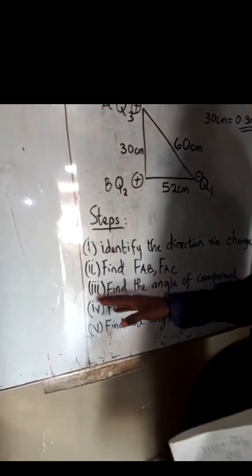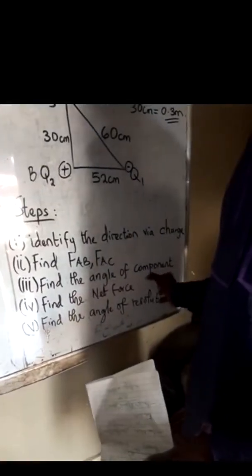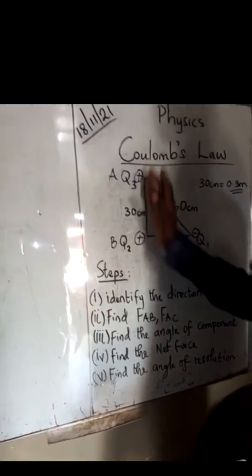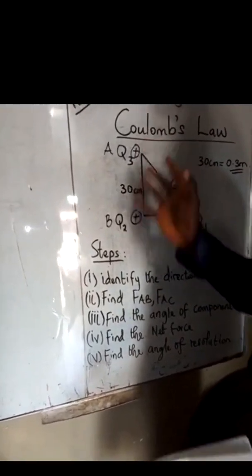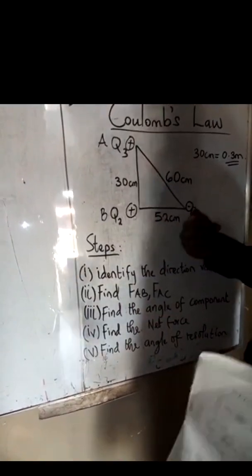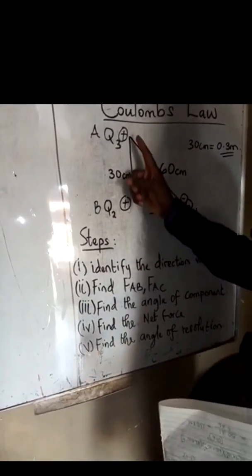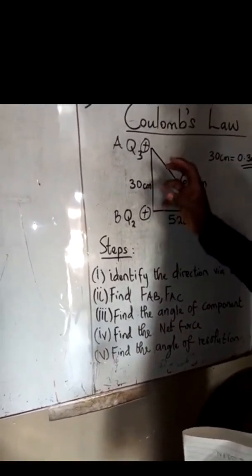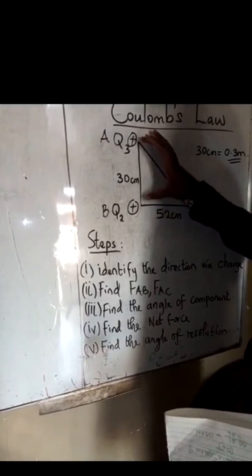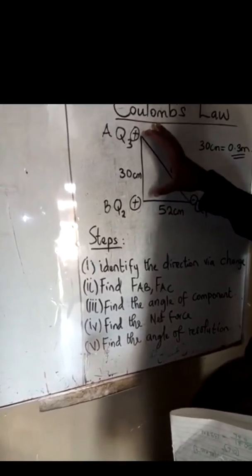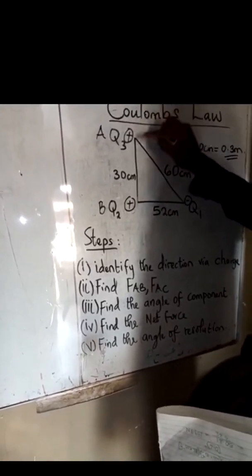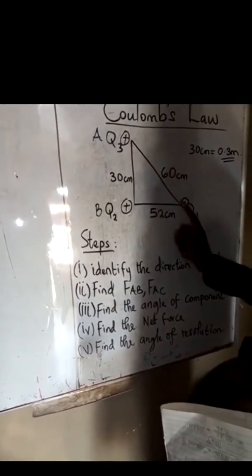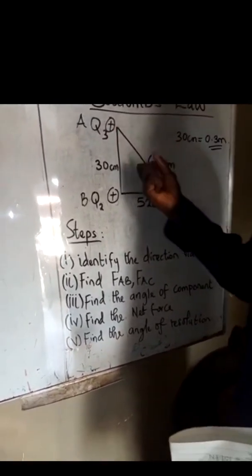Then the third is to find the angle of components. So the angle of components, having identified the positive and the negative side. You know, positive and positive will repel, while positive and negative will attract. So the repulsion force is telling us that the direction will move forward because they will not attract themselves, since they are the same charge. So definitely there's not going to be any force of attraction between them. So the arrow will be facing up. But here that we have positive and negative, the arrow will be facing down because there's going to be force of attraction.